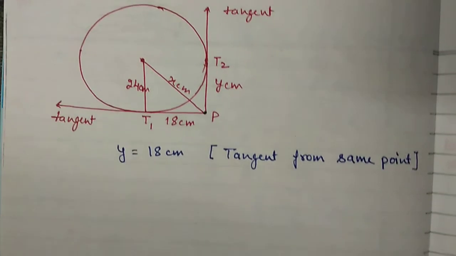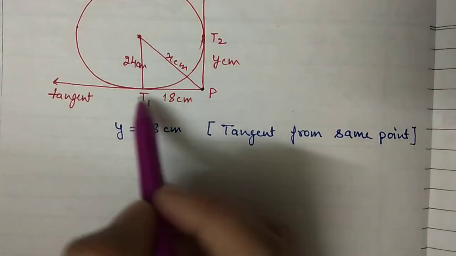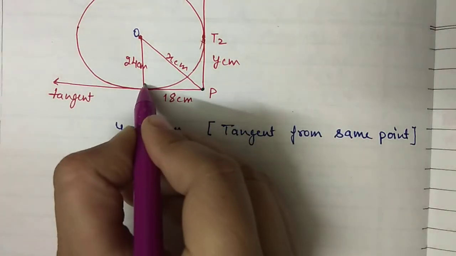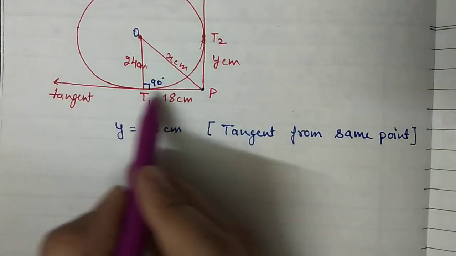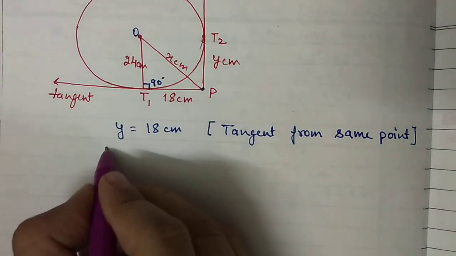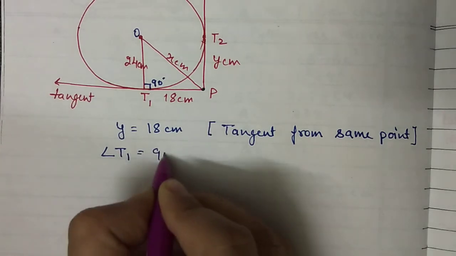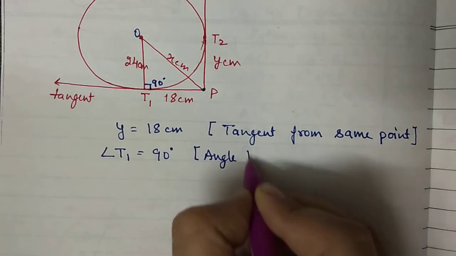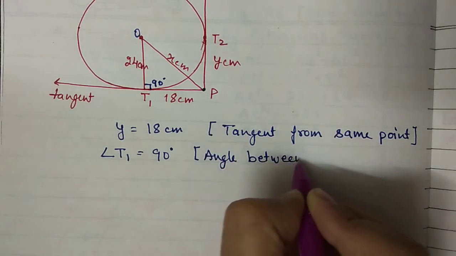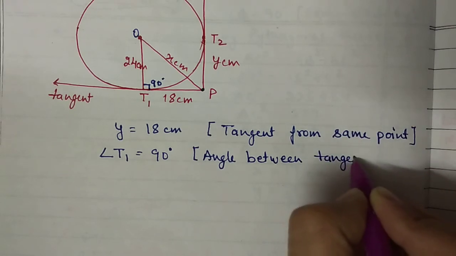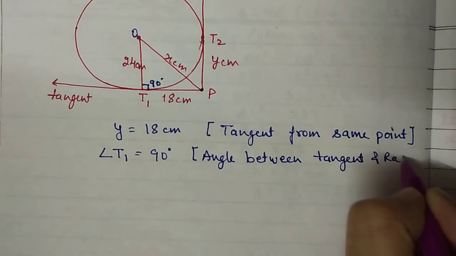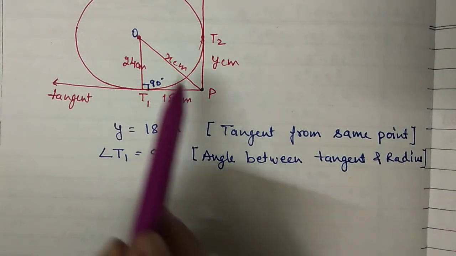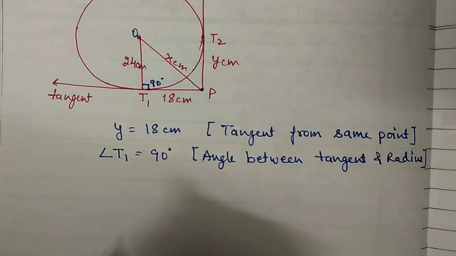After this, next we have to find out the value of x. In this triangle OT1P, this angle will be 90 degree because this is the angle between tangent and radius. So we can write angle T1 is equal to 90 degree. Reason here, angle between tangent and radius. Now this is a right angle triangle, so we can use here Pythagoras theorem.